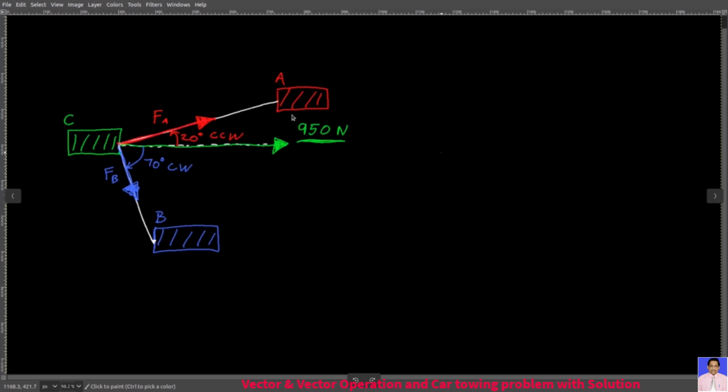Let's now continue with our car towing problem. The goal was to find the force vector magnitudes of Fa and Fb.